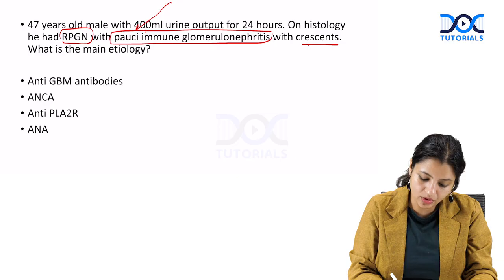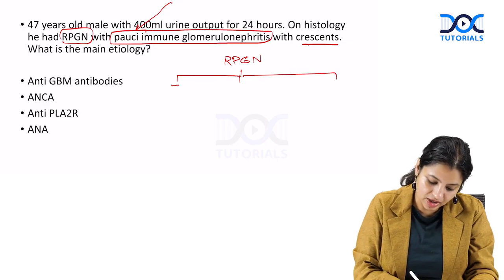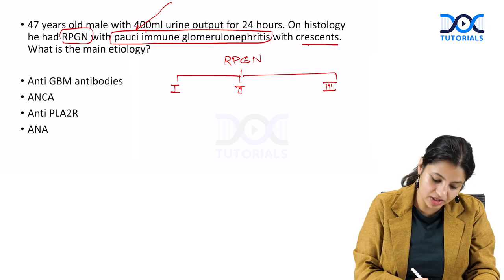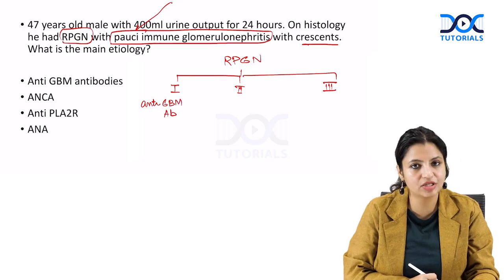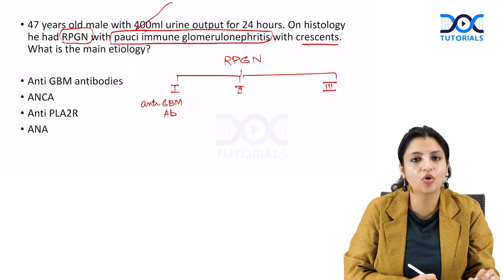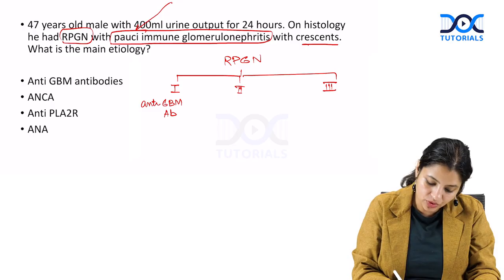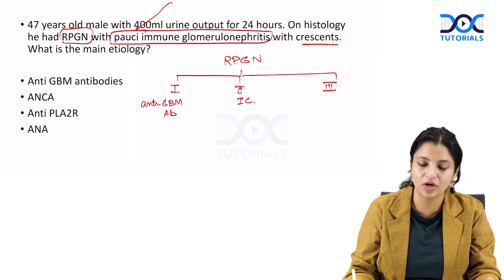So whenever I talk about RPGN, you all know that we have three types of RPGN: 1, 2 and 3. Okay. So type 1 is basically due to anti-GBM antibody. Okay, anti-glomerular basement membrane antibody, which will directly cause a break in the basement membrane and it will cause crescent. Hallmark of crescentic nephropathy is always a break in the basement membrane. Type 2 is always due to immune complexes. So any immune complex mediated disease will cause type 2 RPGN.